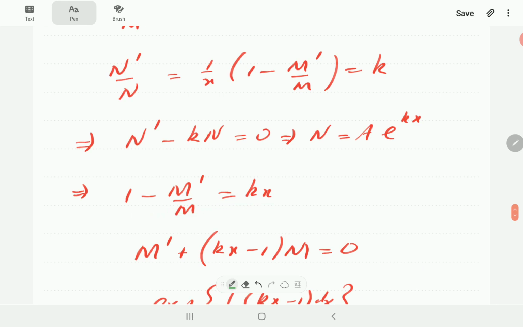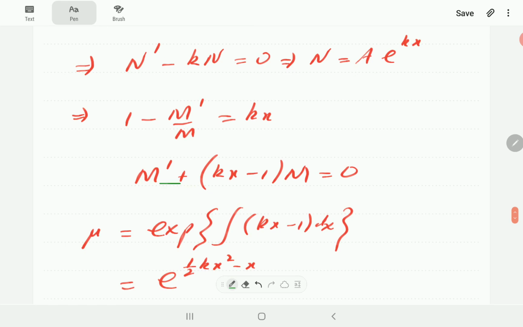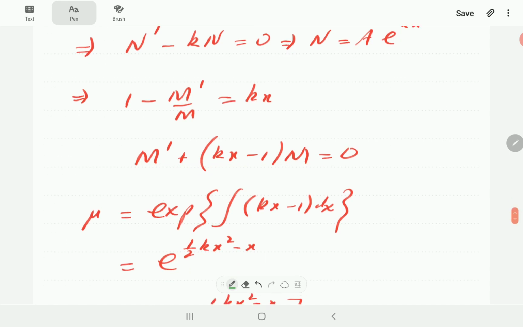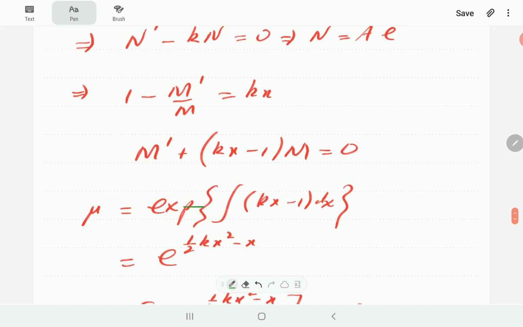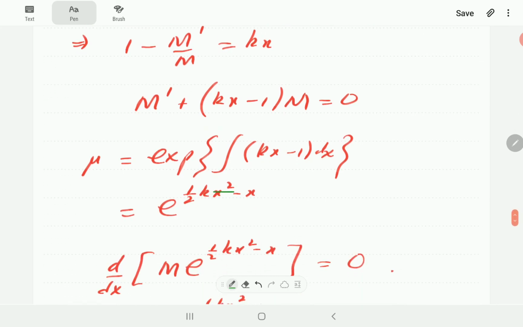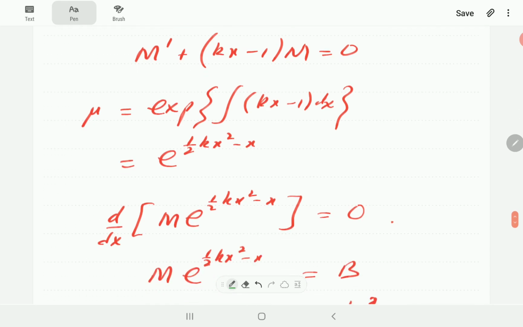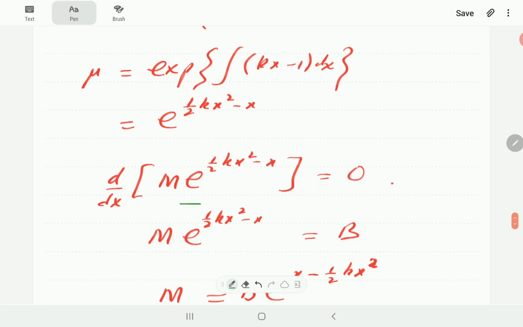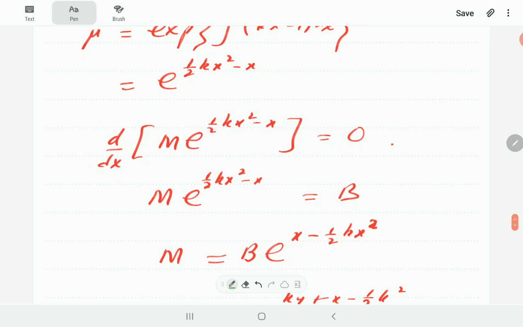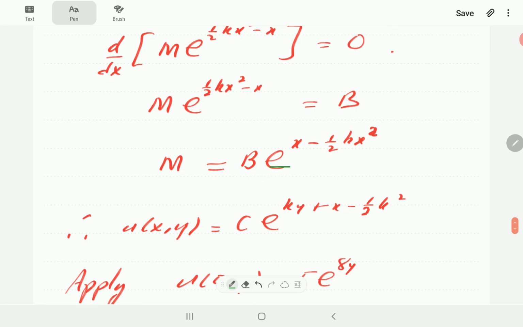The m ODE will look like this. If we rearrange it further, we can write it like that. Then the integrating factor is going to be the exponential of the integral of this term. So the integral of kx is half kx squared. The integral of -1 is minus x. So multiplying the ODE by the integrating factor, we can write it like this. And so the solution is going to be b e to the x minus half kx squared, where b is a constant. Then when we multiply the m and n, that's going to be our solution for u, where c is a b.